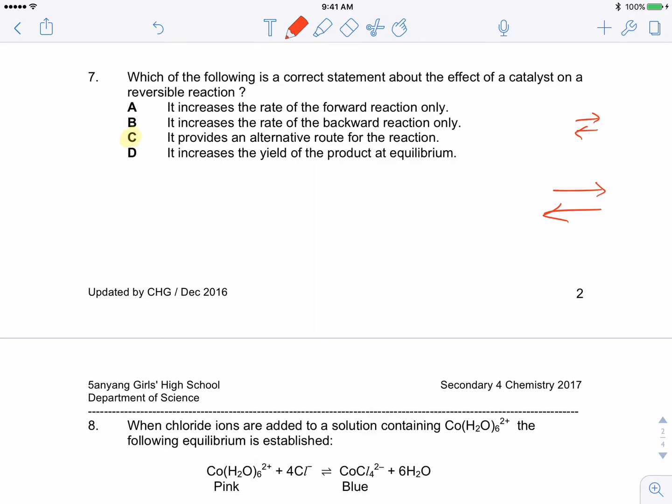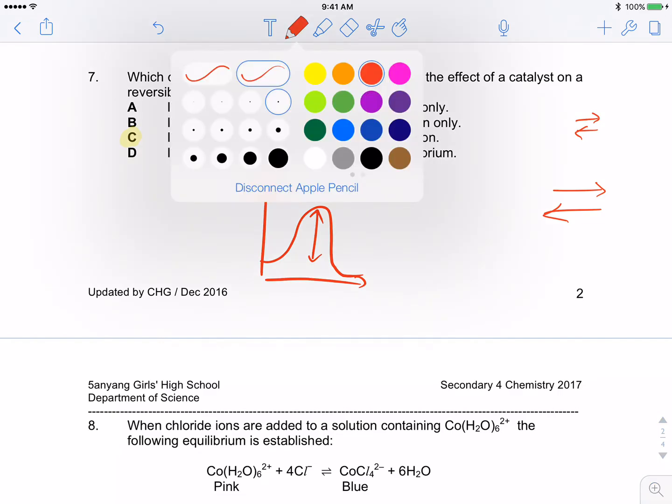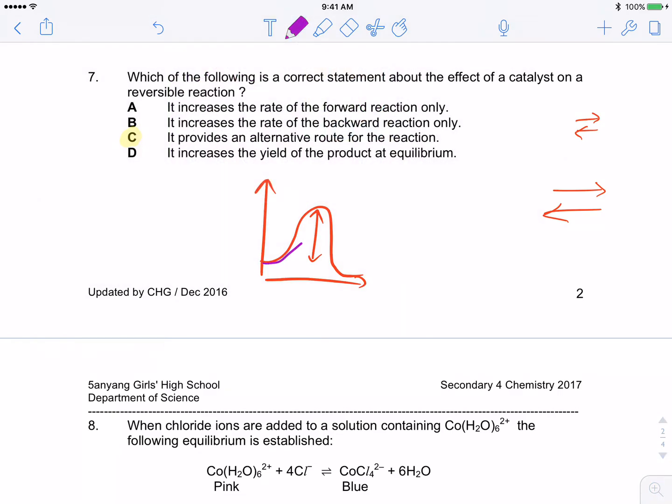C, it provides an alternative route for the reaction. C is correct because originally, the original route is like this, with the activation energy being like this, but with a catalyst, it provides an alternative pathway such that the activation energy is smaller.